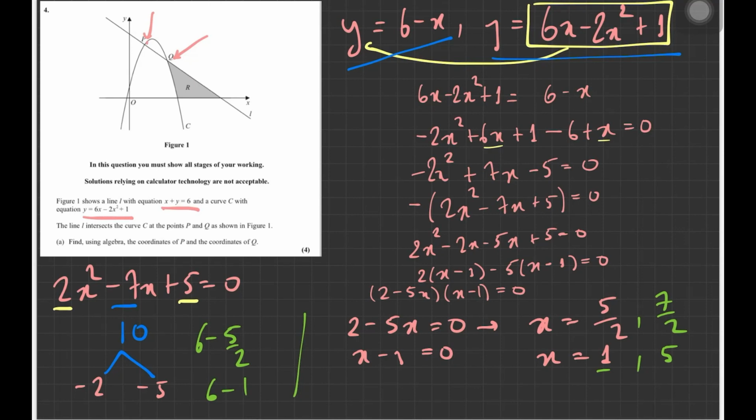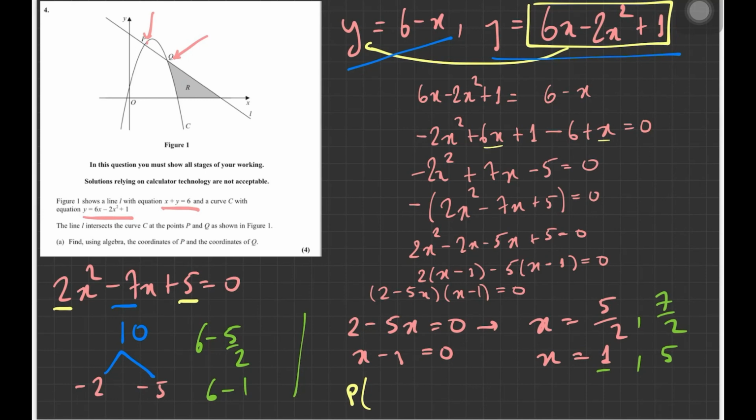Okay, now I also need to identify which one is the p coordinate and which is the q coordinate. So let's start with the p coordinate. The p coordinate is obviously going to be the one where the x is closer to 0, right? So which x is bigger? 5 over 2 is bigger than 1.